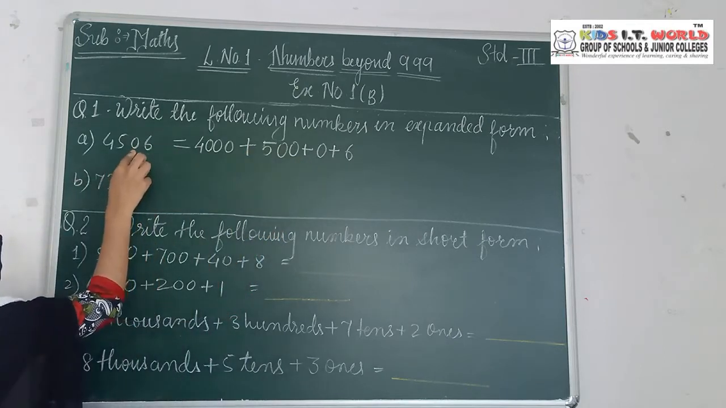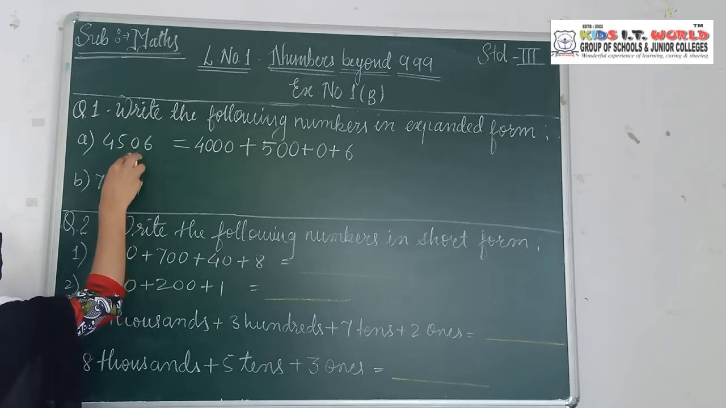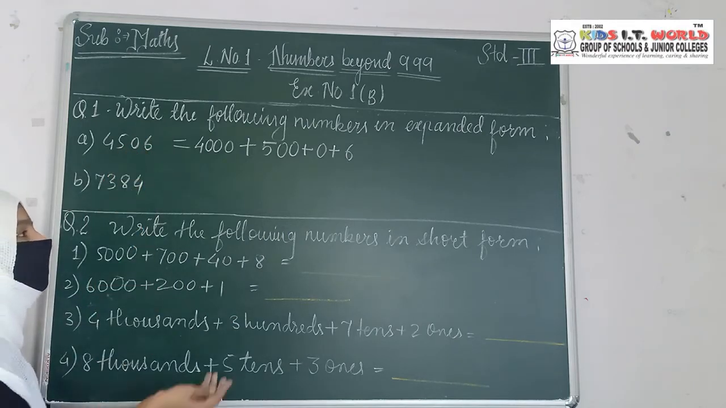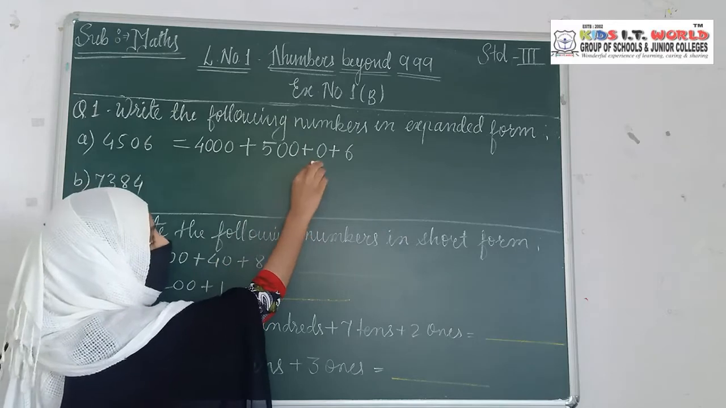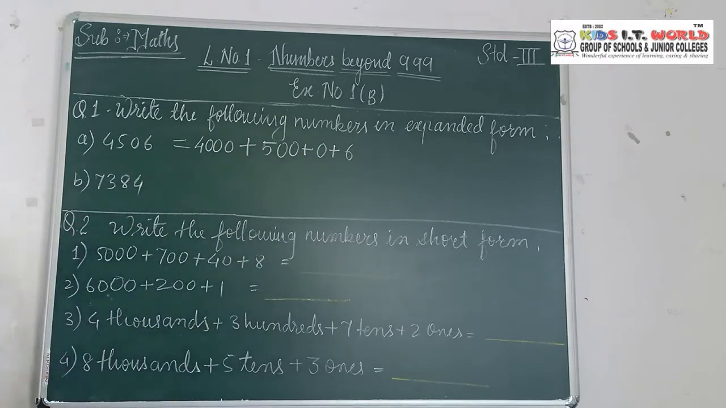Here is 0. In the value of the tens, how many zeros will come? Actually 1 zero, but instead of 2 zeros, we are writing 1 zero. It's okay. Then the next, it is 6. On the first place, the single digit is there, so no zero will come with the 6.